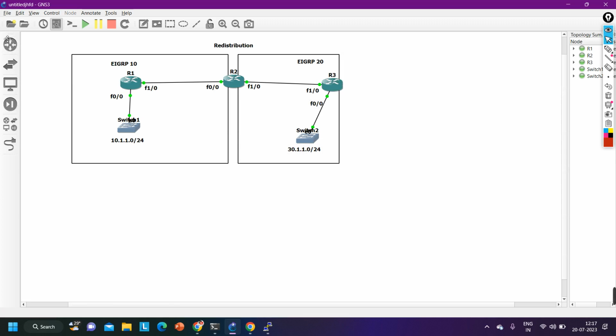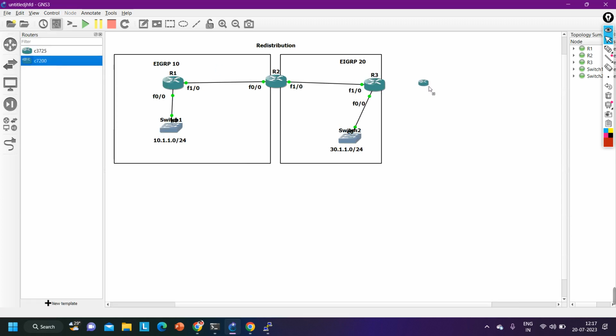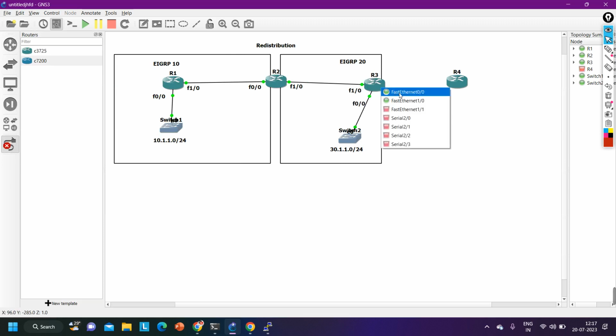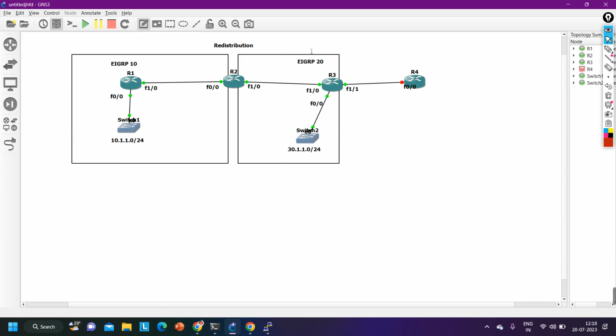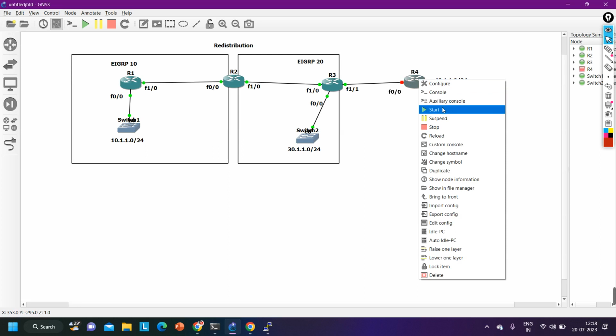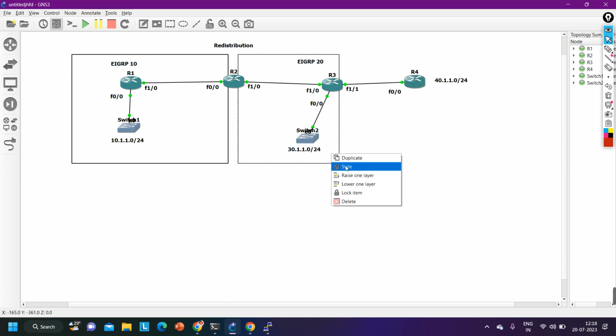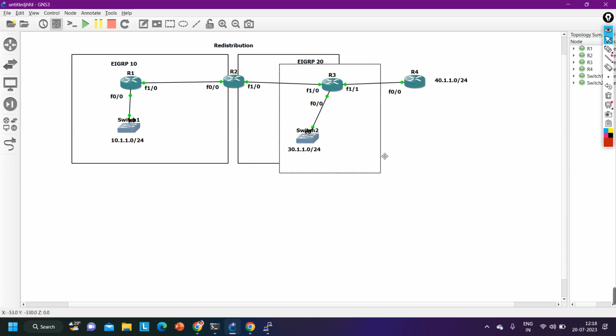And let's say here I have one more router. And on this router, let's say I have some loopback, 40.1.1.0/24. You can consider this loopback also as a LAN interface. Done. But this time, guys, this is my RIP domain.